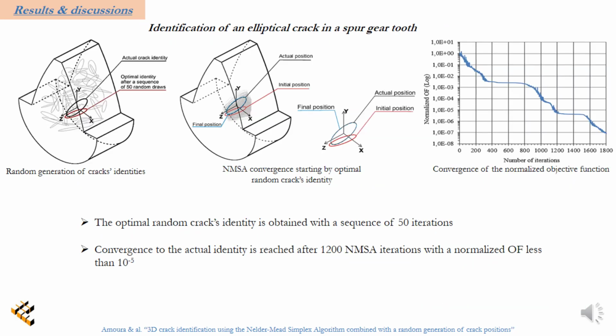The second treated example is about the identification of an elliptical crack in a spur gear tooth. In this example, the optimal random crack's identity is obtained with a sequence of 50 iterations. Convergence to the actual identity is reached after 1200 simplex iterations, with a normalized objective function less than 10⁻⁵.